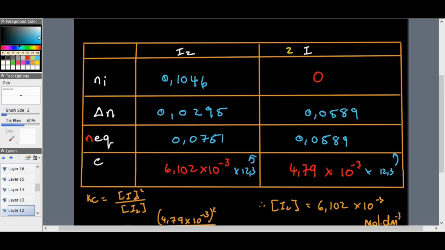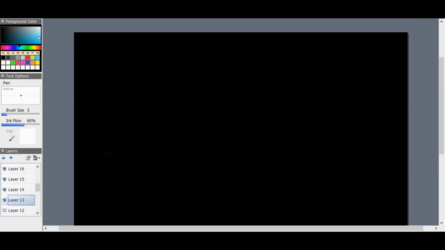So now that you've got your initial mole, what you can do is substitute that into mass equals mole times the molar mass. Because that's what we're looking for, the initial mass of iodine molecules. So n is equal to m over big M, then the mass is equal to n times big M. So 0.1046 is my answer. If you got 0.1045, it's still correct.